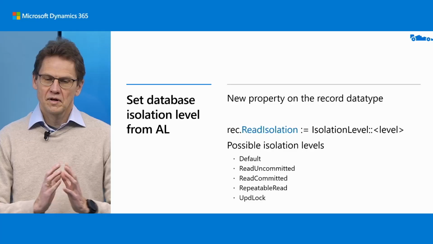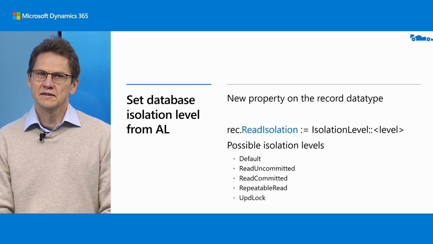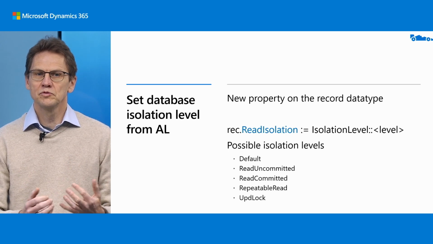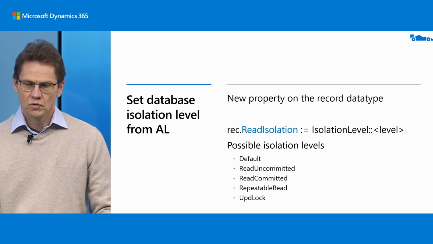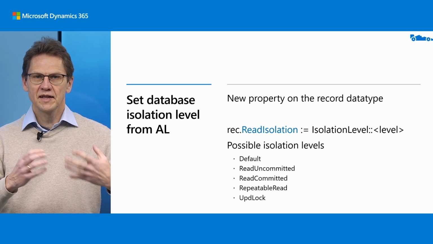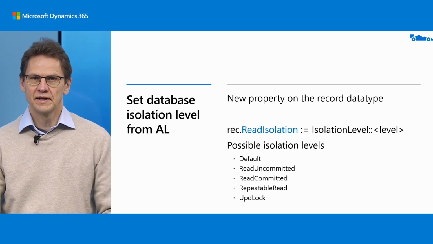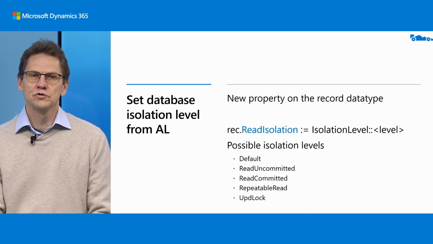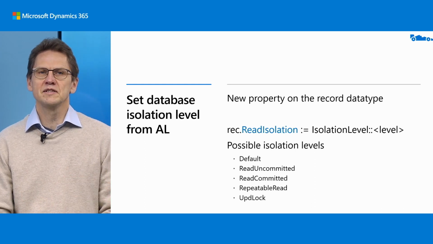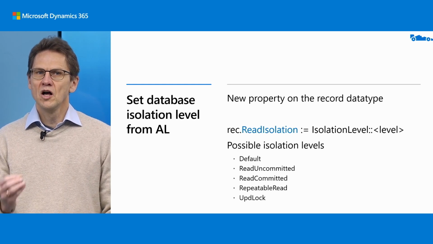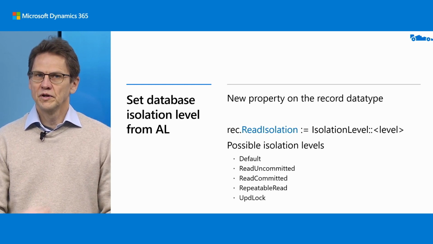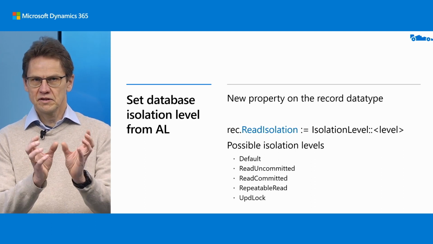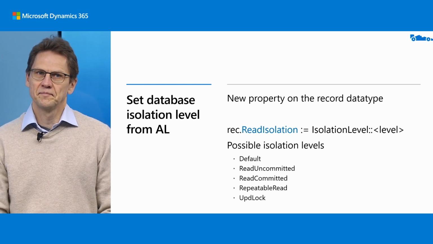Yes. So what we've been focusing on in the data stack for this release is to reduce the problems we have with locking, where one user is doing something and at the same time the other users cannot do that. And we want to give more control to the AL developer. First thing we have introduced is that you can set the database isolation level from AL on a given record, where you can select one of multiple levels. And this is just the rec.ReadIsolation, and you set it.